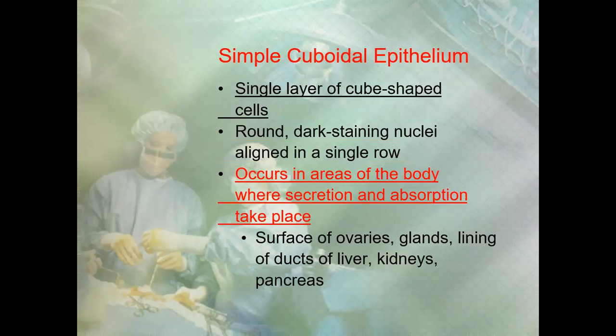Simple cuboidal, we have a single layer of cube-shaped cells here. This is going to occur in areas of secretion and absorption. Secretion means to put out, absorption means to take in. This is going to be found in the ovaries, the kidneys, the pancreas. So very specifically where we have secretion and absorption taking place.